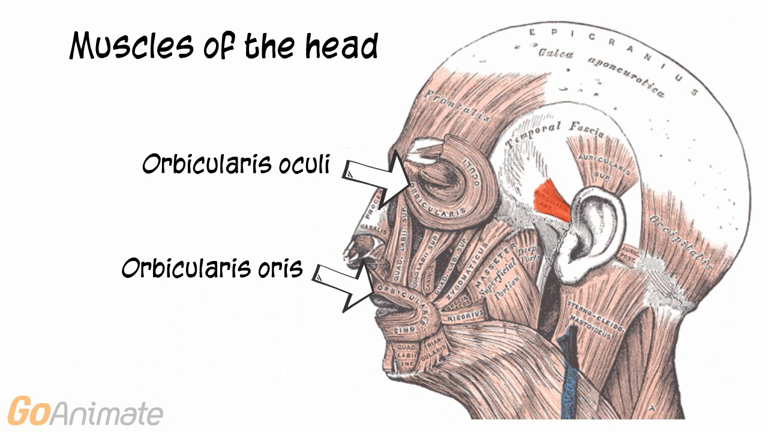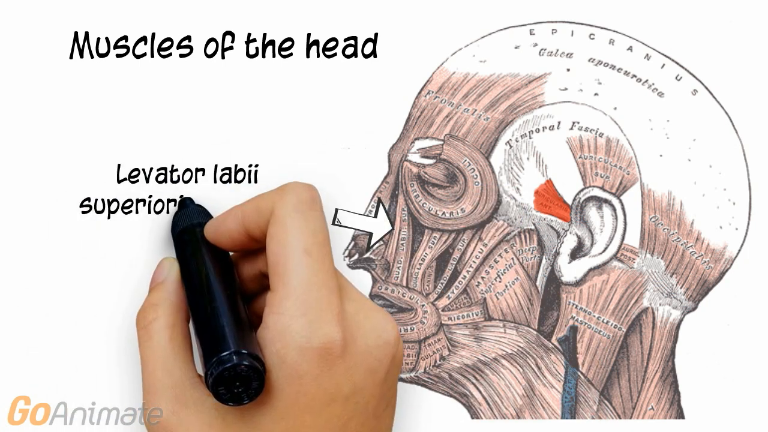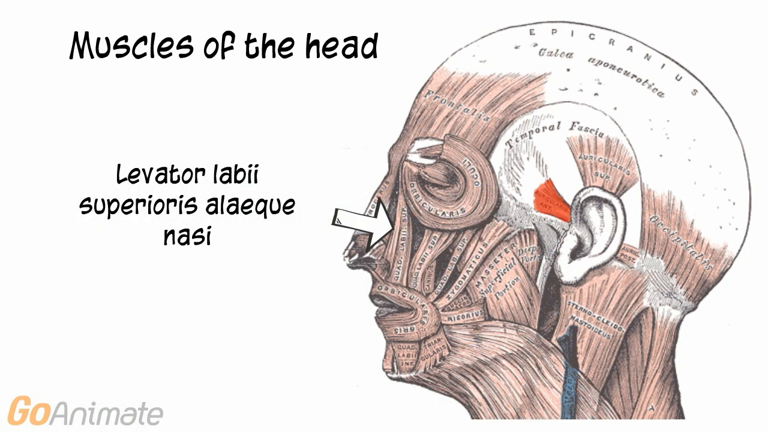There are two circular muscles surrounding the eye and mouth. These are the orbicularis oculi and orbicularis oris. Here is the small muscle with the big name, the levator labii superioris aleque nasi.